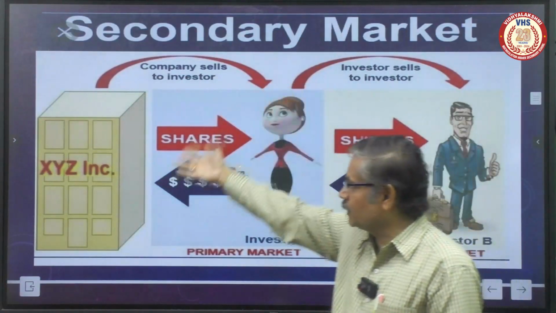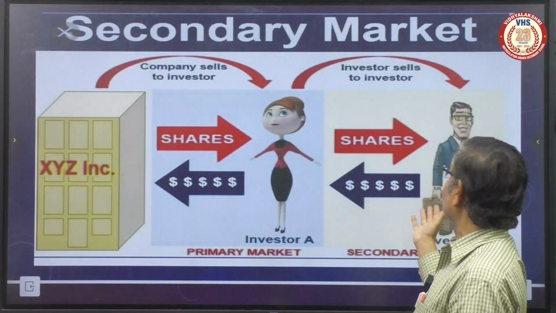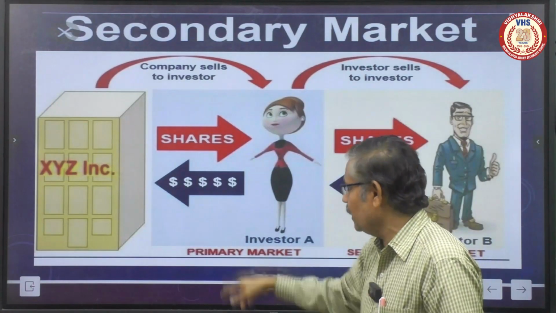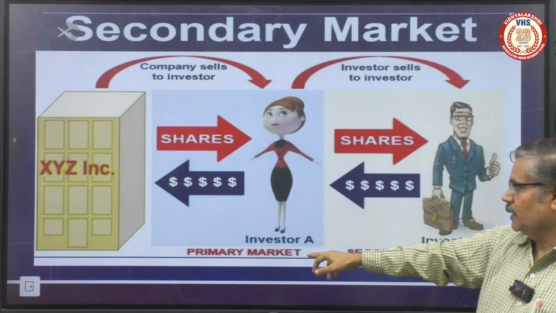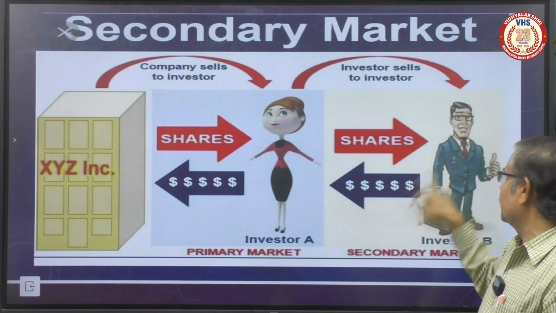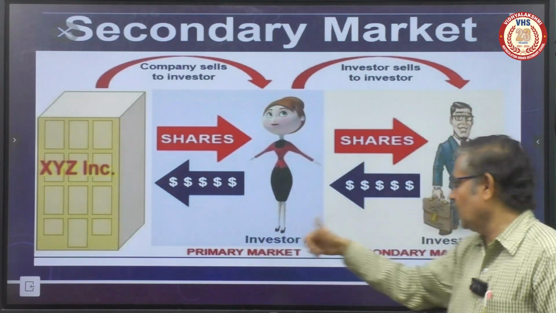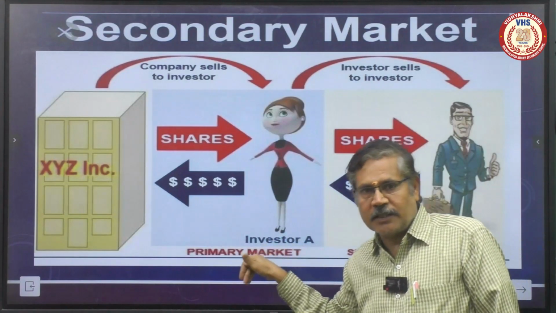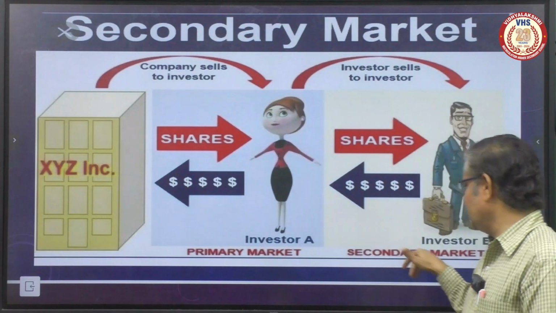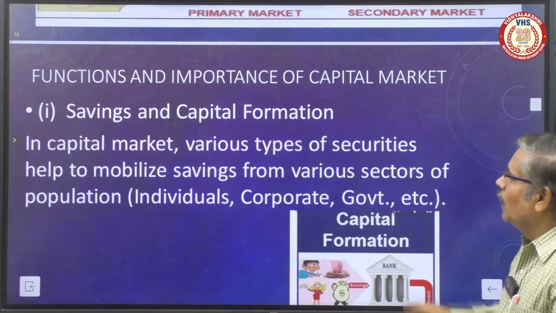Next, the secondary market. See, this is the first one, XYZ. He purchased the share and the share is transferred to another person, another investor who is ready to sell the securities. This means that if you are purchasing for the first time, as investor A in the primary market, and investor A sells to B, then you move on to the secondary market. This is the difference between the primary market and the secondary market. Are you clear? Investor A, the first time, primary market; investor B, the resale purchase of the share, this is the secondary market. Clear? Right. Next.